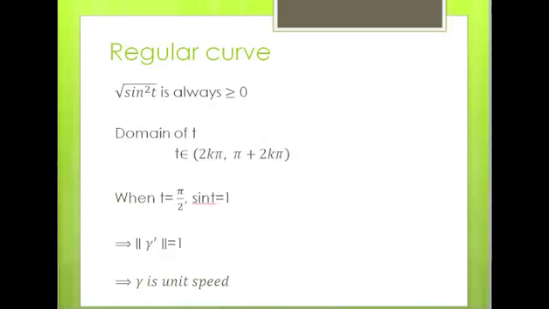And for a special case, when t is equal to pi over 2, sine t is equal to 1, and therefore the norm of the first derivative of gamma is equal to 1, and in this case gamma is a unit speed curve.